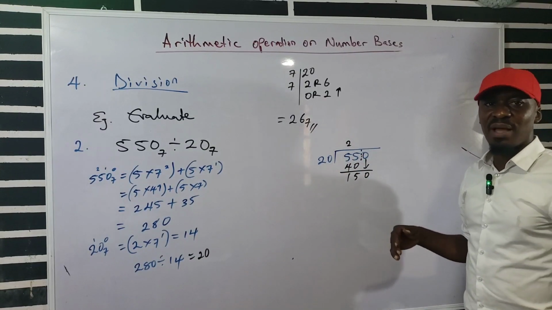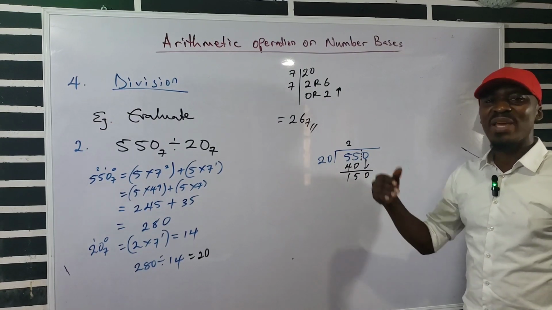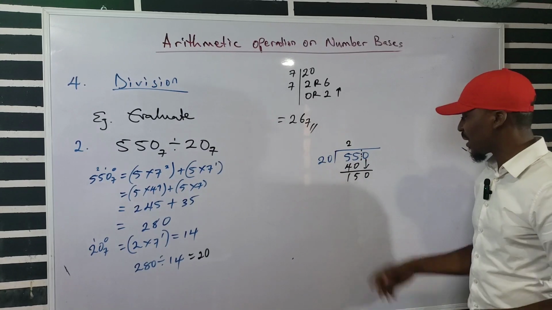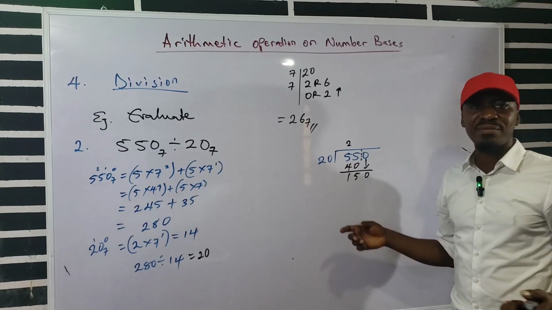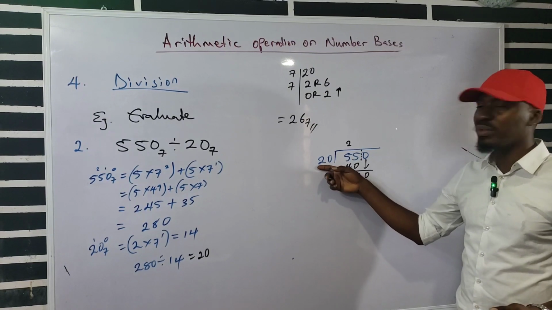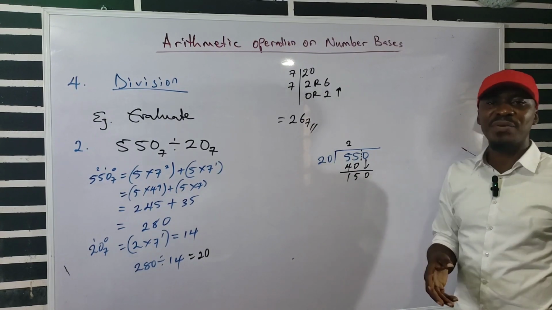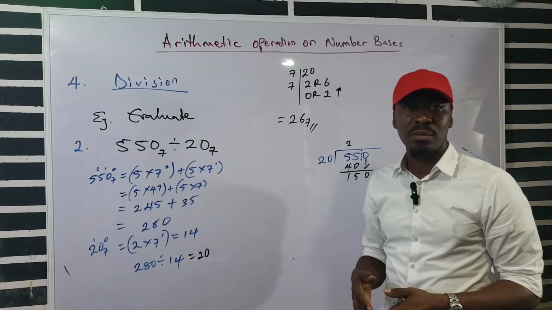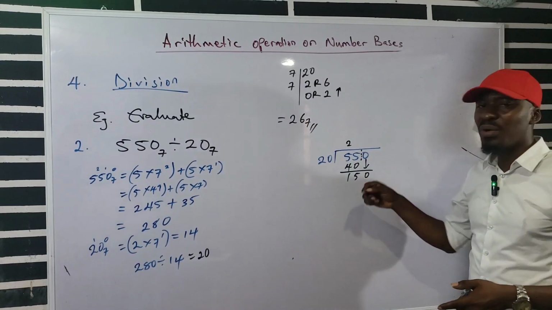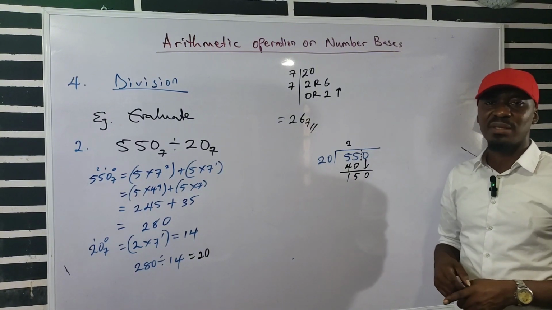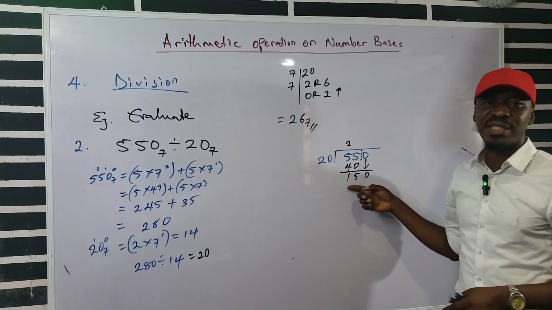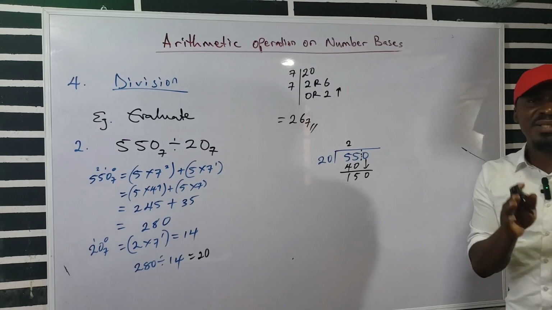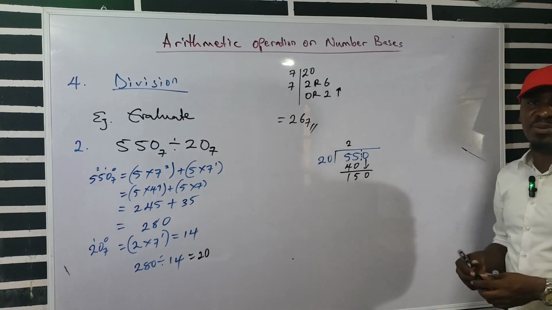So you ask yourself, how many 20 will I get in 150 in base 7? Remember, this number is 150, and this number is 20. It's not like 20 and 150 that we know, that 7 times 20 will give us 140. This is 150 in base 7. It's not just 150. So it's not even up to 150 when you convert this number back to base 10. Okay, so let us do that.